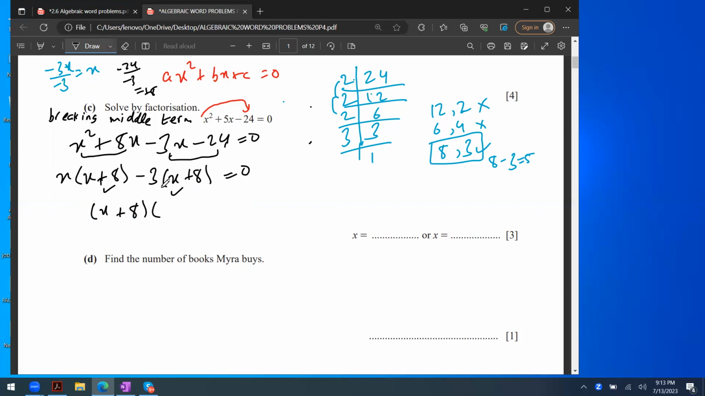This has to come the same always. That tells you that factorization is correct. And now what is x? Either x minus 3 is equal to 0 or x plus 8 is equal to 0. So x is equal to 3 or x is equal to minus 8. Any confusion? Is it clear, the factorization? Yes, sir.